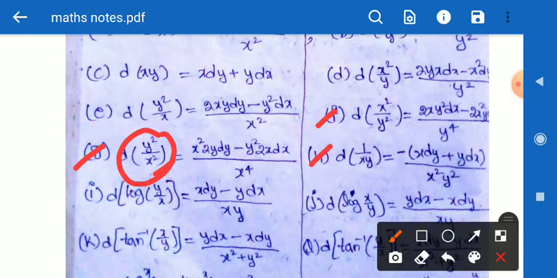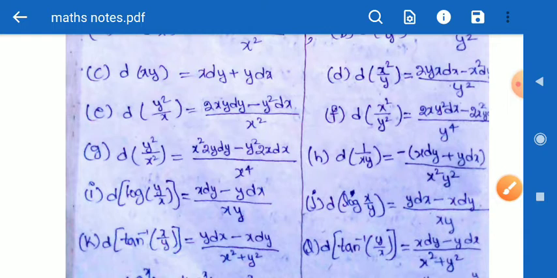Now h: d of 1 by xy is equal to minus of (x dy plus y dx) by x square y square. Now i: d of log y by x is equal to (x dy minus y dx) by xy. Now j: d of log x by y is equal to (y dx minus x dy) by xy.